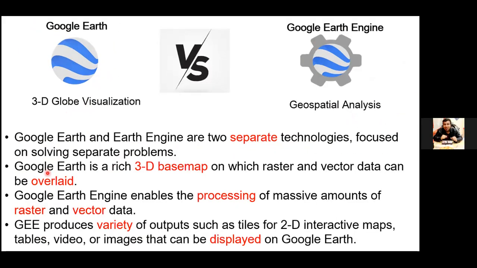Secondly, Google Earth is a rich 3D based map on which raster and vector data can be overlaid. Those who have worked on Google Earth, not Earth Engine, can see that they can overlay their vector data like KML or shapefiles, or raster data, over Google Earth, and visualize their spatial variability. While Google Earth Engine enables the processing of massive amounts of raster and vector data. In Google Earth, you cannot perform any raster-based calculation or analysis. It is generally only for visualization purposes.